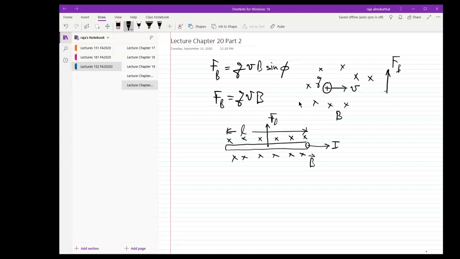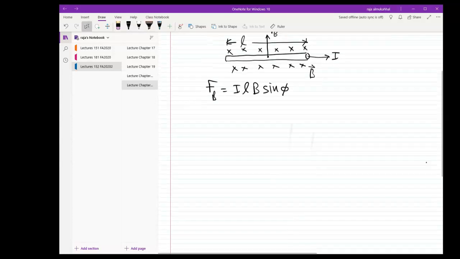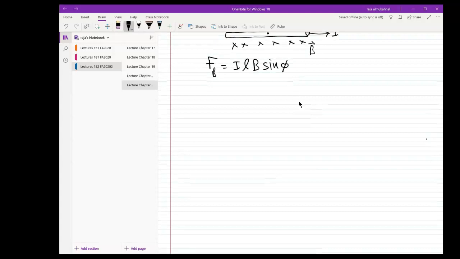That force F sub B is going to be equal to ILB sine of the angle, if this angle is there. This angle is between the magnetic field and the length of the current. Okay, those are the two formulas that we have dealt with. Again, I'm going to do maybe a couple of problems from the homework where you have to use those equations to solve it. All right, now we come to the next topic, and that is Ampere's law.